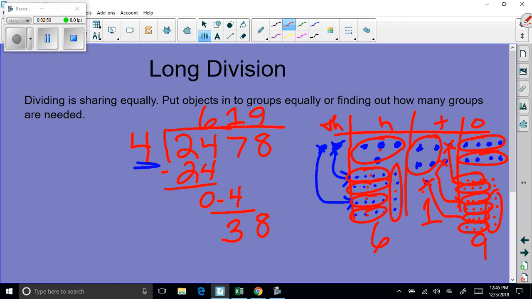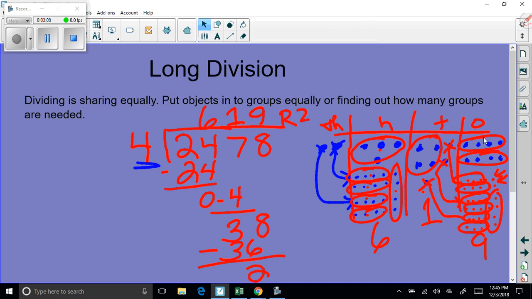And when I count what's in a circle, I know that I have 36 objects circled with 2 left over. And my picture represents that I had 2 left over. And here they are right here, my 2 left over objects. So that gives me a remainder of 2. And that is long division.